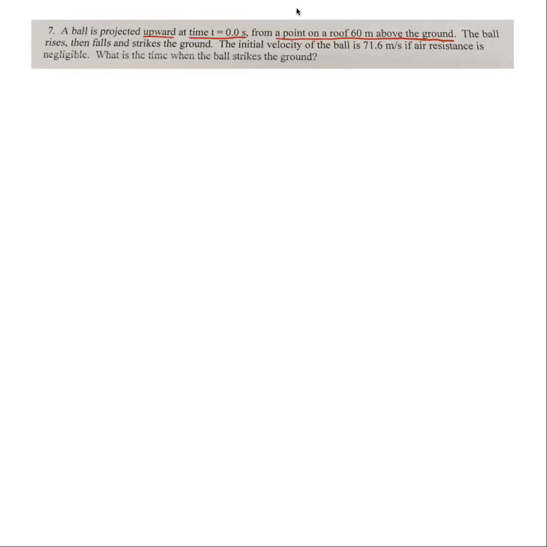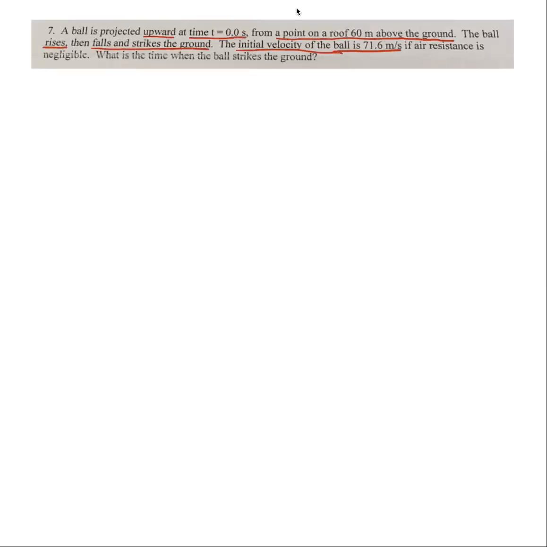Then the ball rises, then falls and strikes the ground. In this sentence they're describing the motion, saying that the ball will rise and fall and strike the ground. So it will go up and go down. The initial velocity of the ball is 71.6 meters per second. That's an important piece of information, its initial velocity.